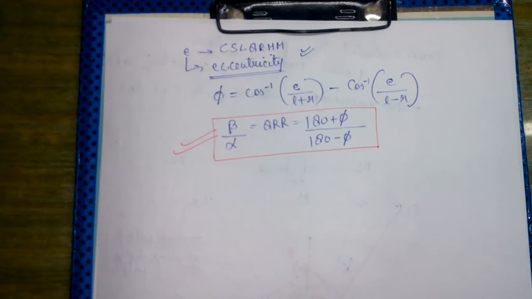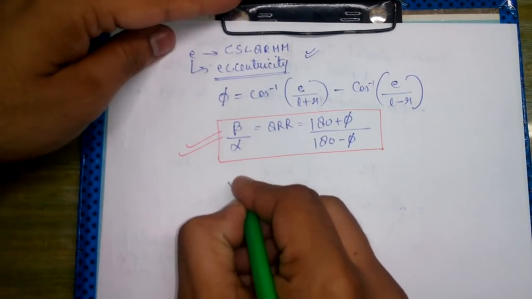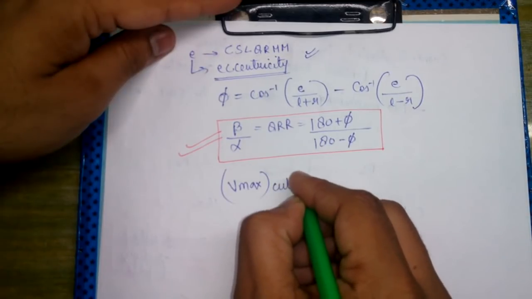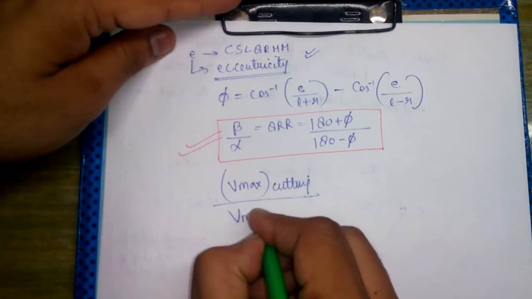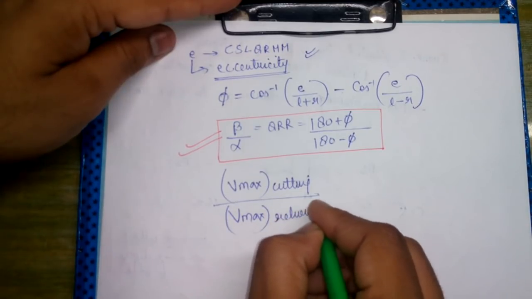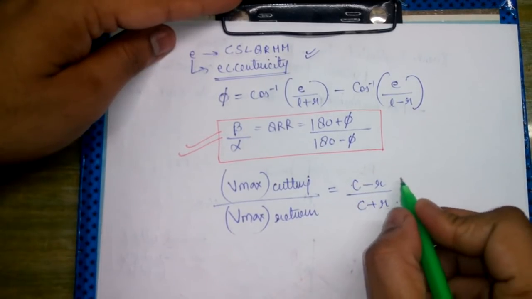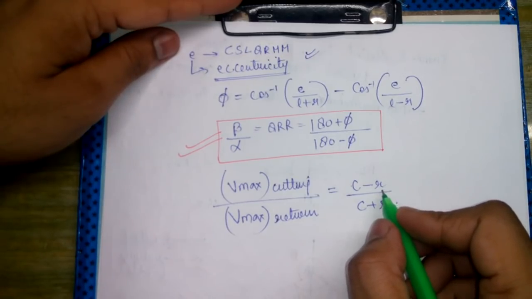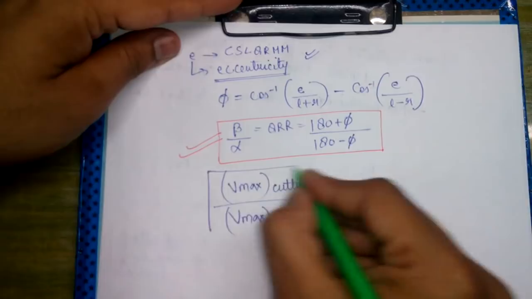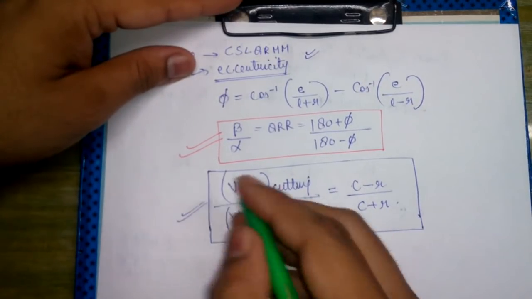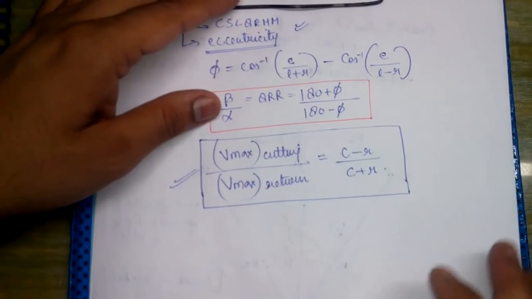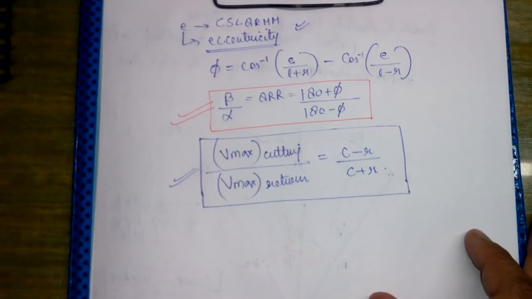Now one more very important thing. If we are asked about the ratio of the maximum velocity of cutting to the maximum velocity of return, then it is equal to (C minus R) upon (C plus R), where R is the radius of the crank and C is the length of the connecting rod. We also have to remember this formula.